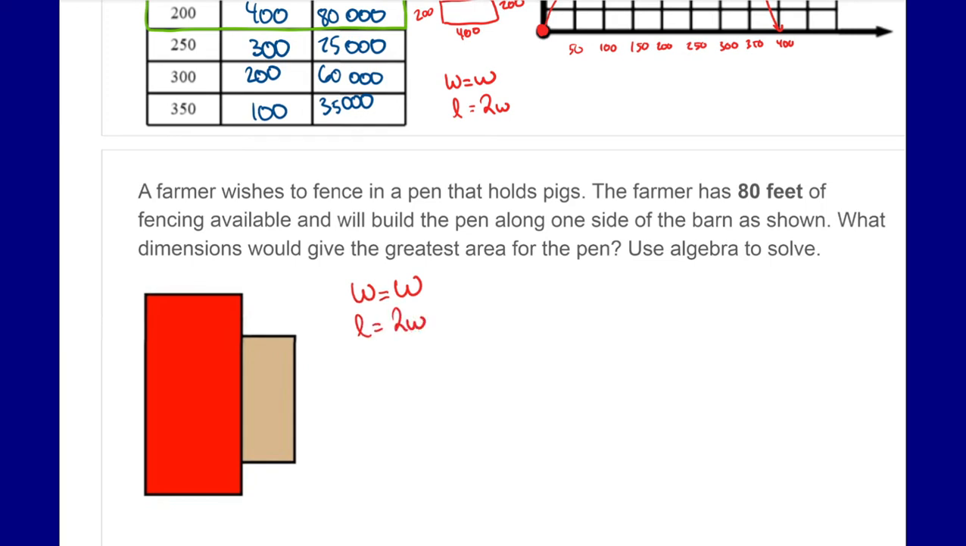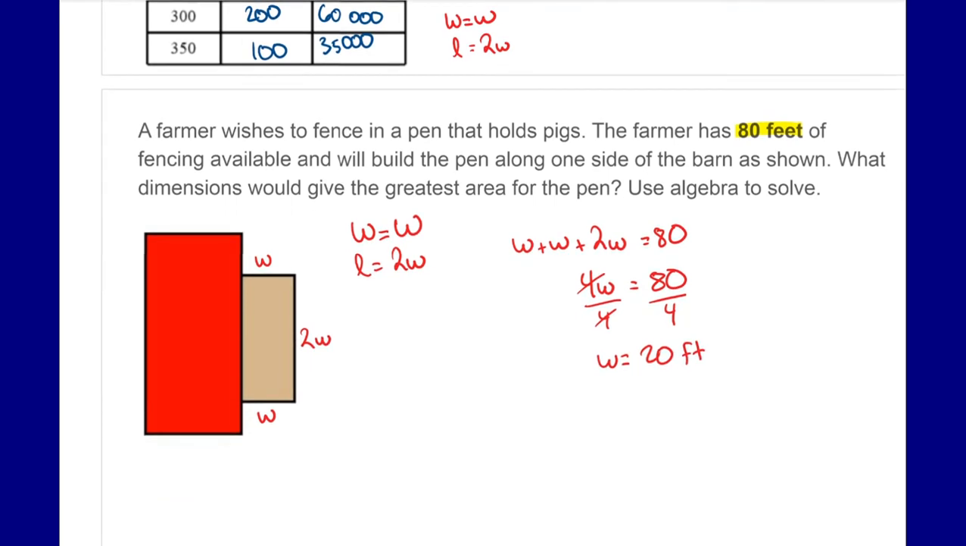So if I look at this figure, if I'm going to roughly label with variables, width and width, this is 2w. So that means I have 80 feet and I need it to be broken up amongst these 3 dimensions. When we're talking about fencing, we're actually also talking about perimeter. So that means that the width plus the width plus the length has to equal 80. Well, w plus w plus 2w is actually the same thing as 4w. So 4w equals 80. We talked a little bit about solving equations. Divide both sides by 4. W equals 20 feet.